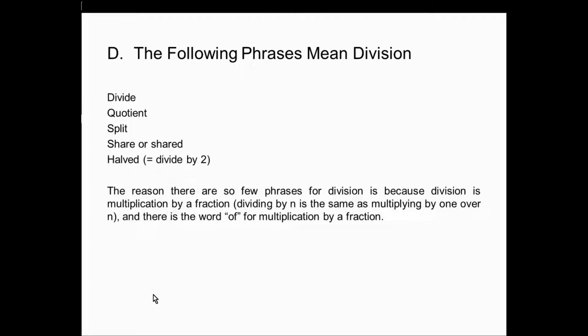Now the reason there are so few phrases for division is because division is multiplication by a fraction. Dividing by n is the same thing as multiplying by 1 over n. And we have the word of for multiplication by a fraction. We can take half of the cost, which means take the cost and multiply it by half, which is the same thing as dividing the cost by 2.